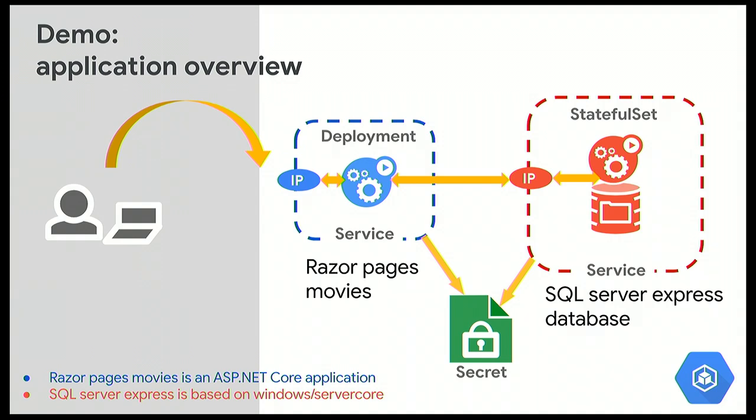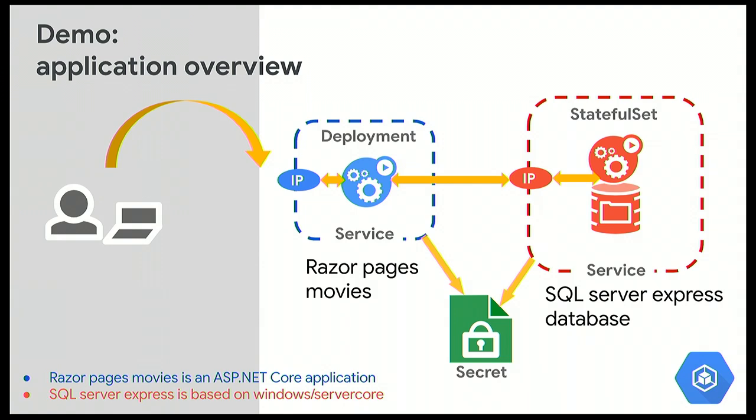Yeah, so this is an overview of the application I'm going to deploy today. The application includes two parts. One is a web server hosting movie information. This is an ASP.NET Core application, an example that I borrowed from Microsoft. And then we'll have a database that's running SQL Server Express. For this, we'll be running it in a StatefulSet, and we'll be accessing persistent storage. In this case, that would be a persistent disk in GCE. These two services will share the database credentials through a Kubernetes secret.